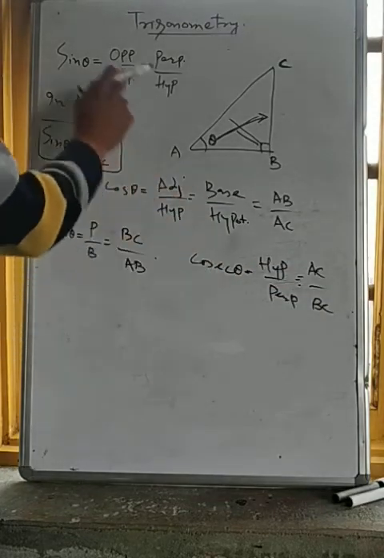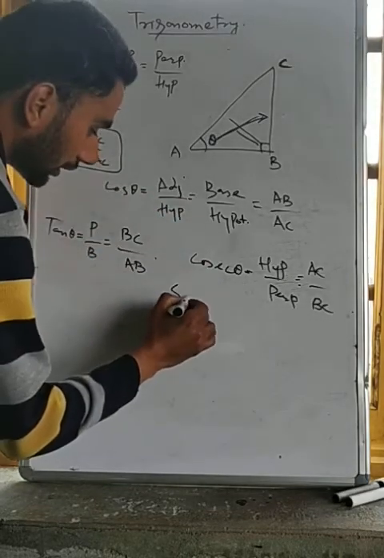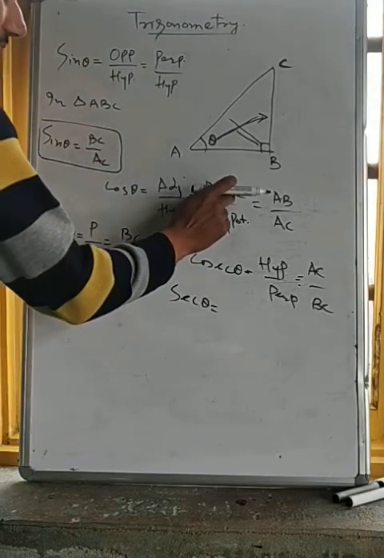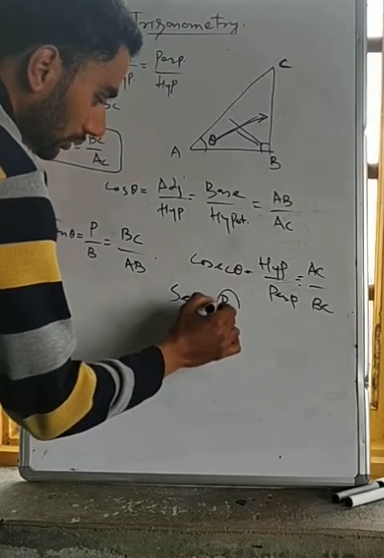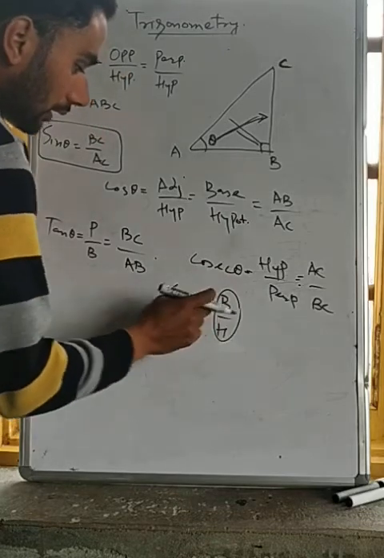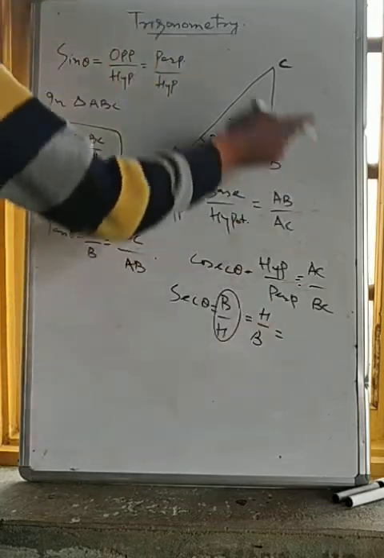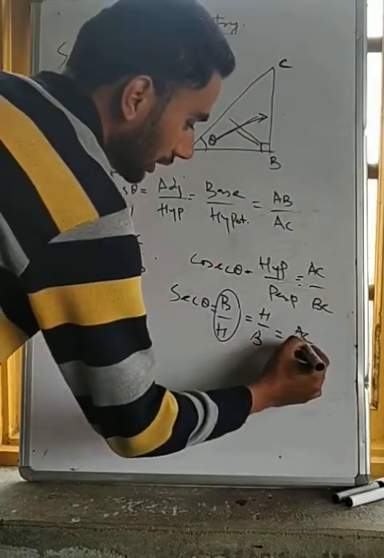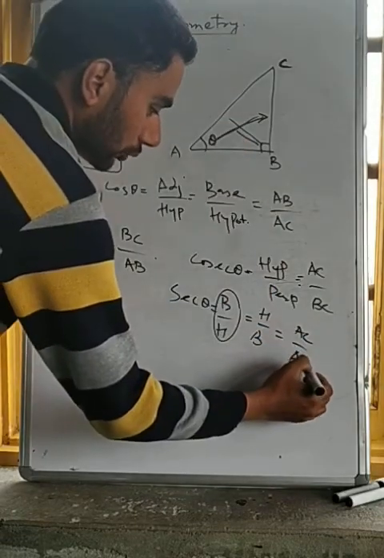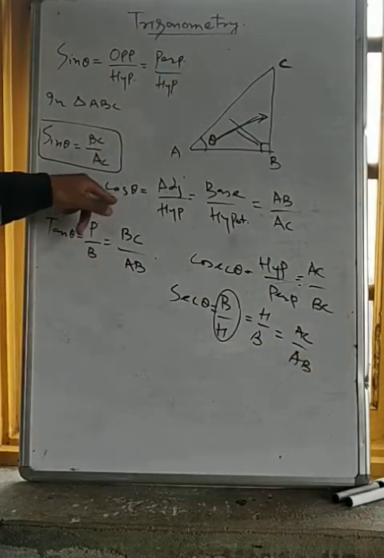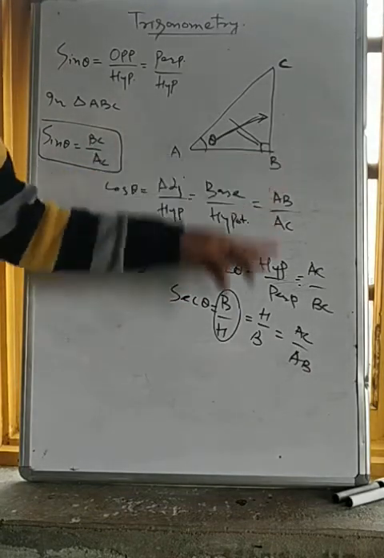It is cosec theta. And next one is cos theta, its opposite is sec theta. Cos theta is equal to base divided by hypotenuse. Then sec theta must be equal to hypotenuse divided by base. And hypotenuse here is AC and base here is AB. So if we check, cos theta is equal to AB by AC and sec theta must be equal to AC by AB, which is here.